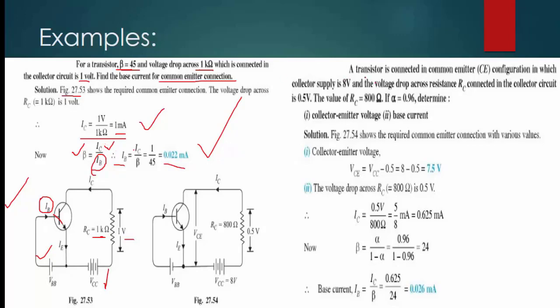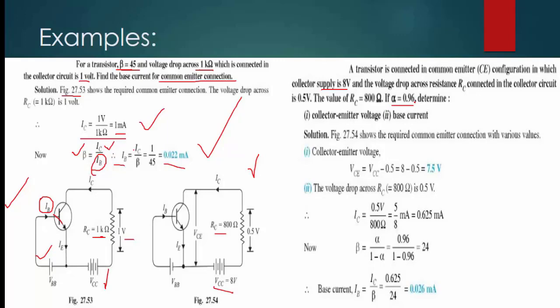Second question: a transistor is connected in common emitter configuration. Here is the diagram. The collector supply is 8 volts, VCC 8 volts, and the voltage drop across the resistance RC is 0.5 volts. In the collector circuit, the value of RC is 800 ohms. If the amplification factor is 0.96. Remember, what is that amplification factor given for? Common base. Okay, you have been given the amplification factor of common base.